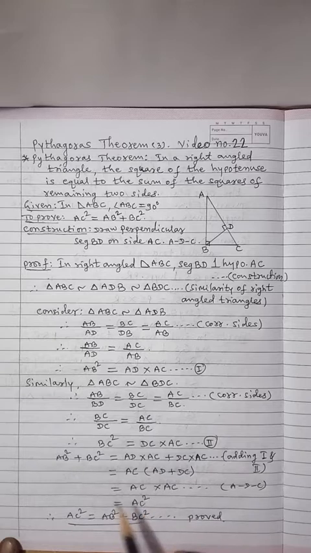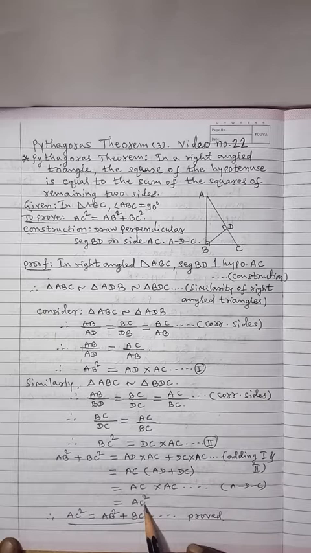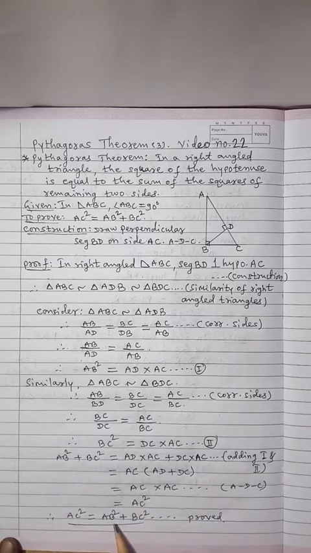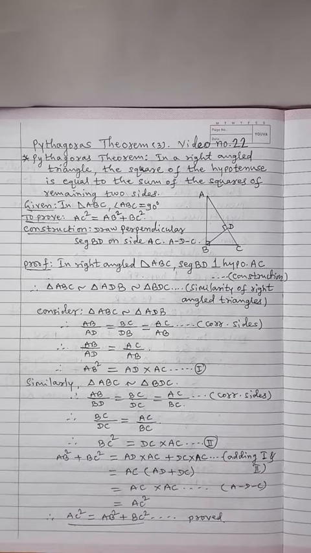So what is the result? AB square plus BC square is equal to AC square. That is, AC square is equal to AB square plus BC square. This is the proof of the Pythagoras theorem. Learn it carefully. It is not difficult. Just you have to do the practice.